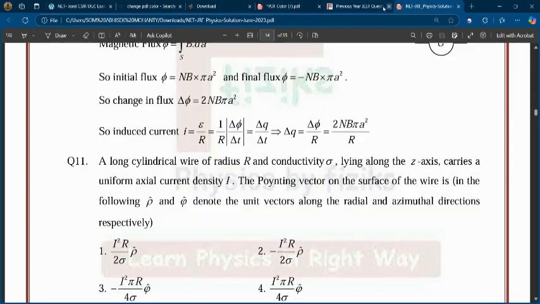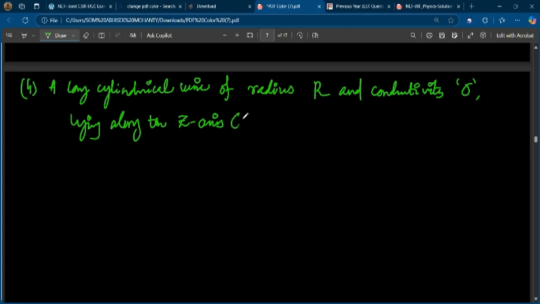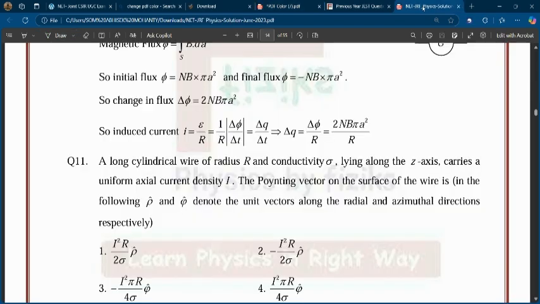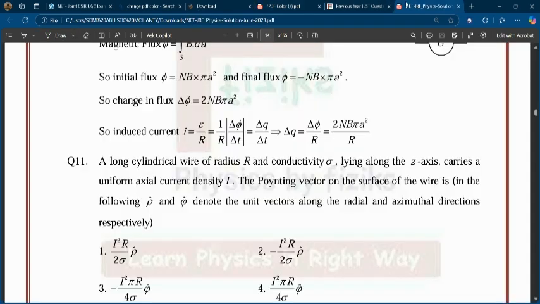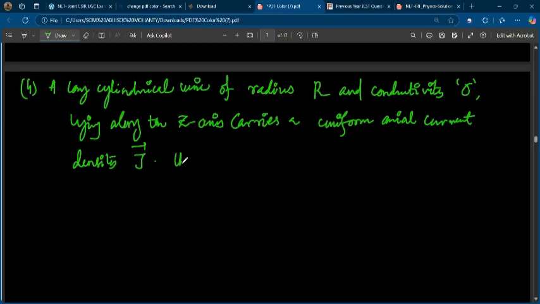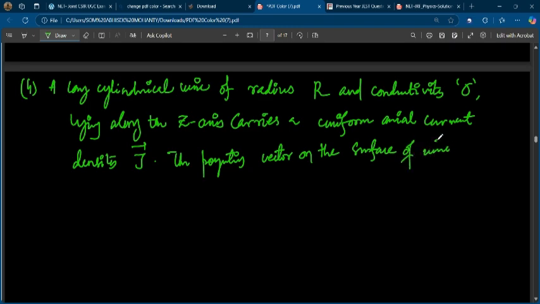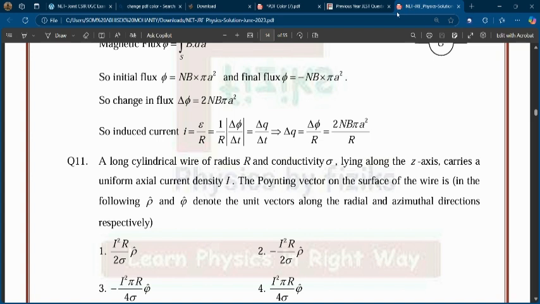Lying along the z-axis, carries a uniform axial current density J. The Poynting vector on the surface of the wire is what?